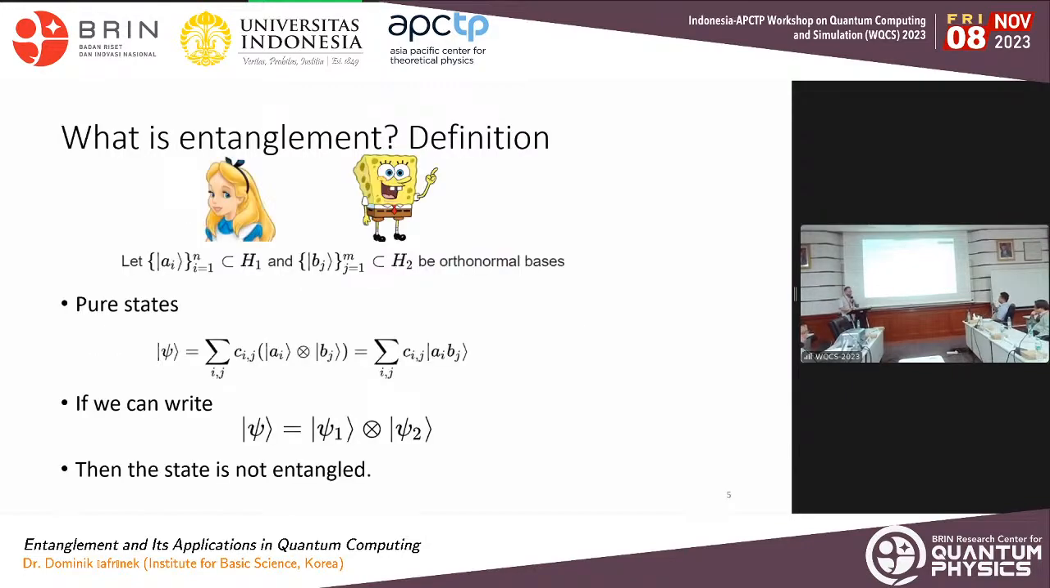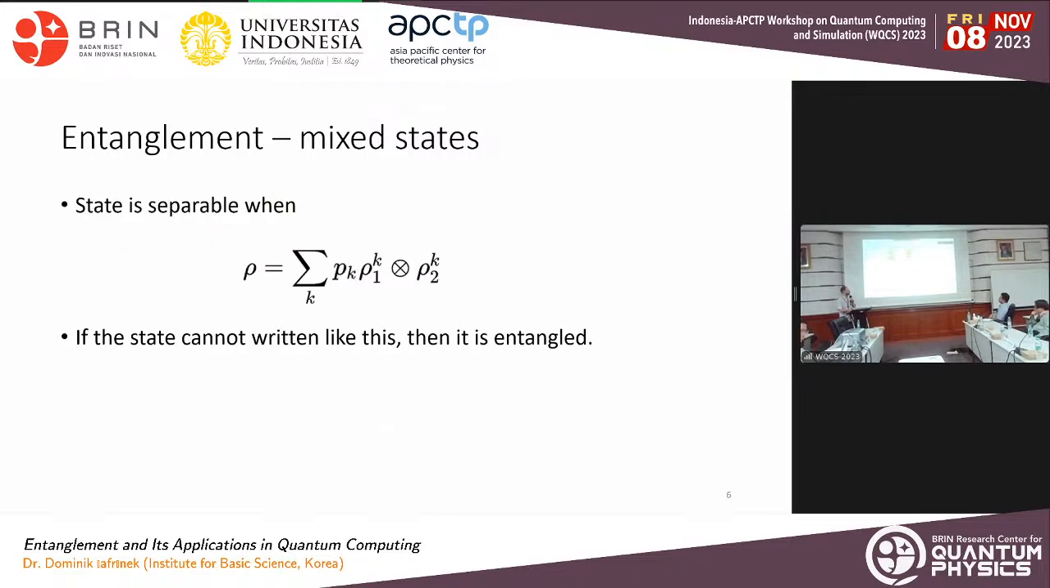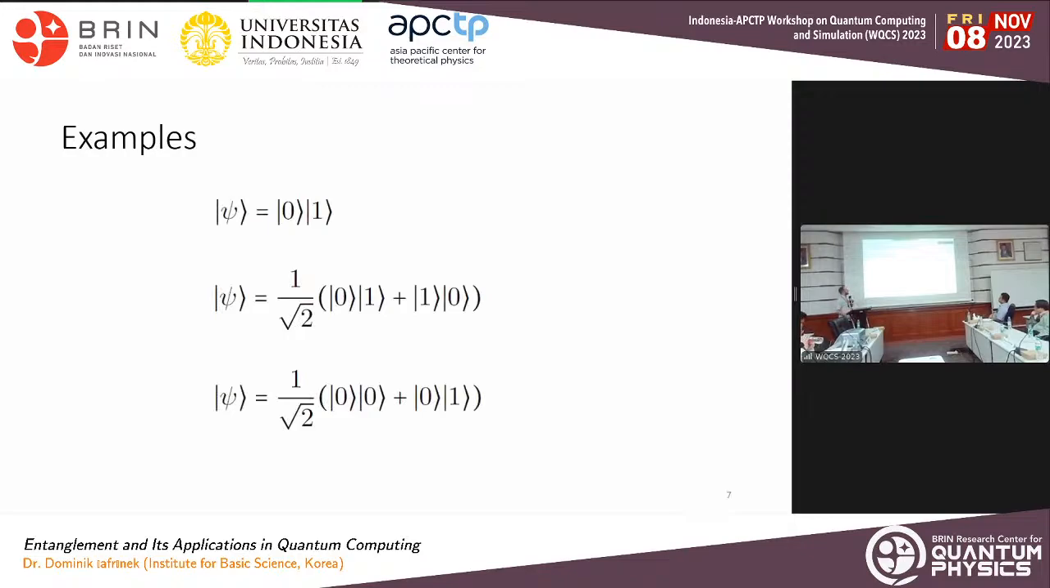Of course, this is a much more complicated definition than for pure states, and it's not generally easy to find out whether a mixed state is entangled. For pure states, it's easy; for mixed states, it's not. So let me give you some examples.